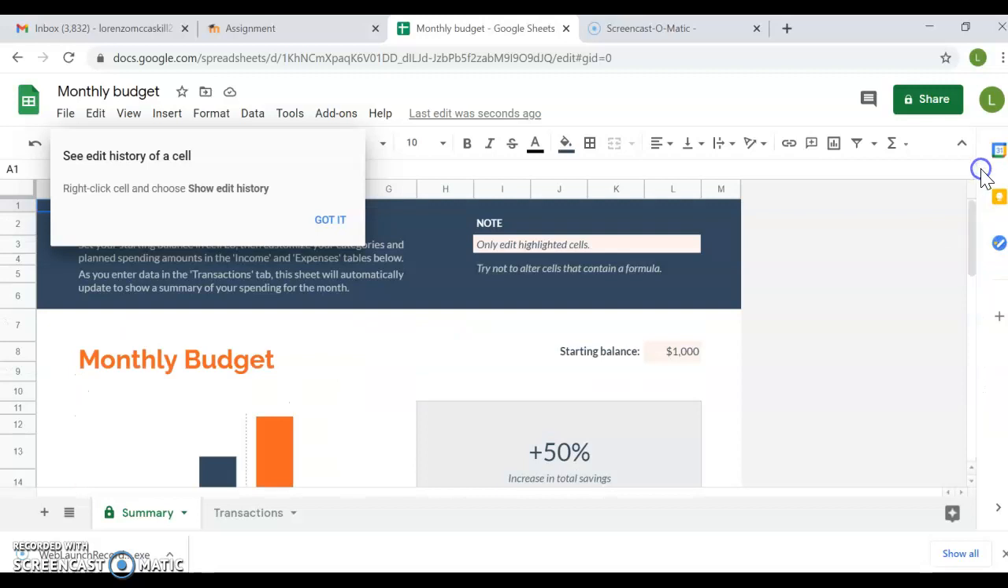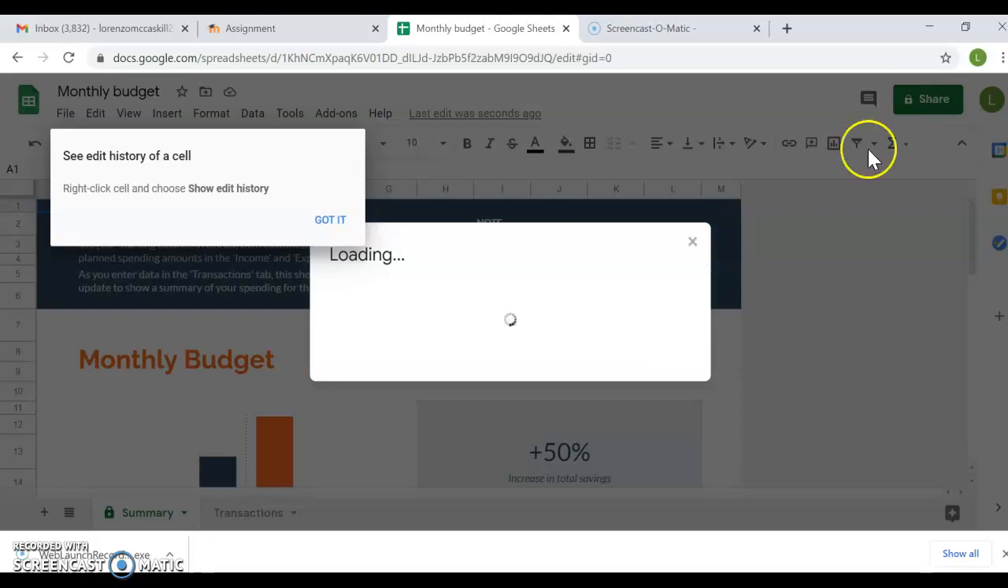And then if you want to share this with someone, which I don't know why you would be sharing your monthly budget with people, unless you're like in a business or something, that'll be good to share your monthly budget with a business partner or something like that. But I wouldn't share my personal one.